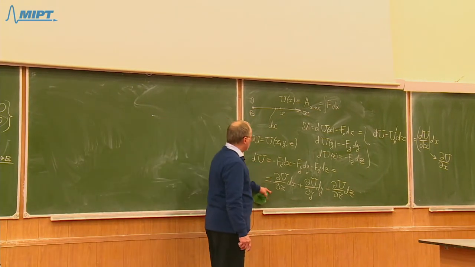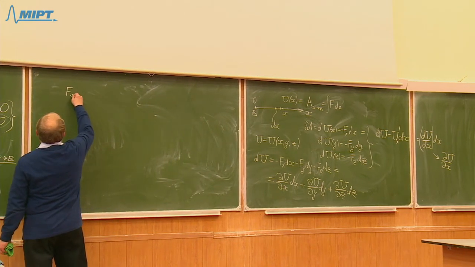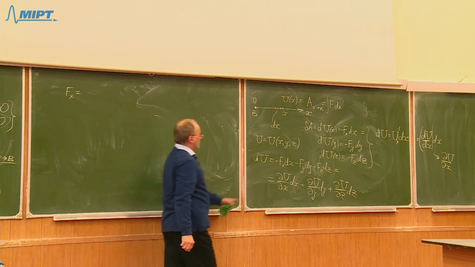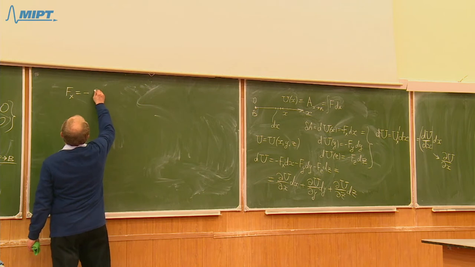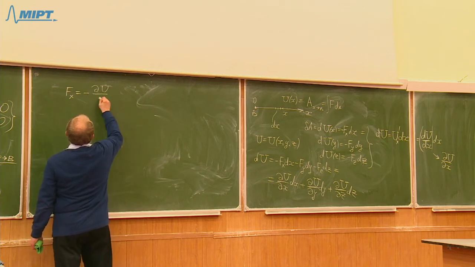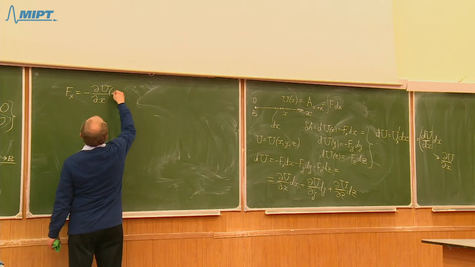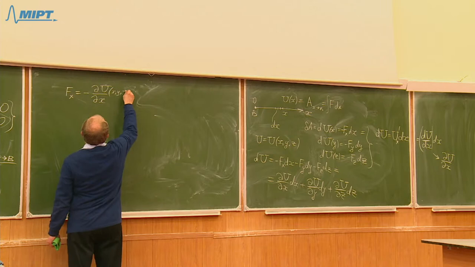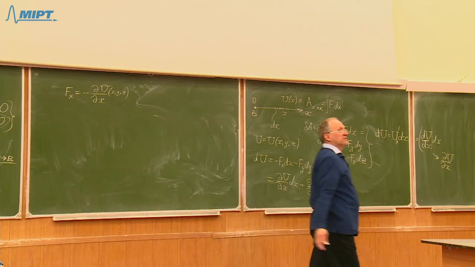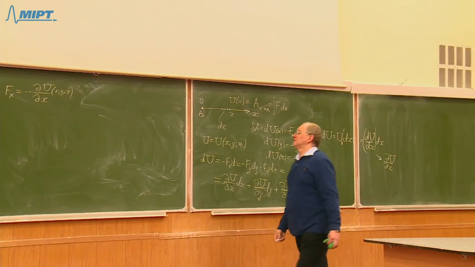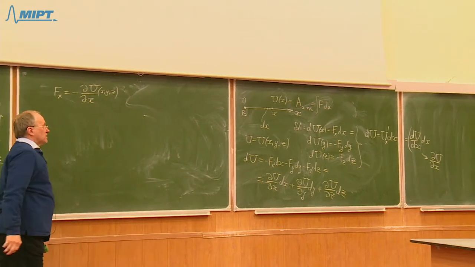Comparing these two lines, we may obtain that the x component of force acting on a particle may be expressed as minus ∂u/∂x, where u is a function of x, y, z, a complicated function of all three coordinates. It's a function of a space point, a point in space which has three coordinates.